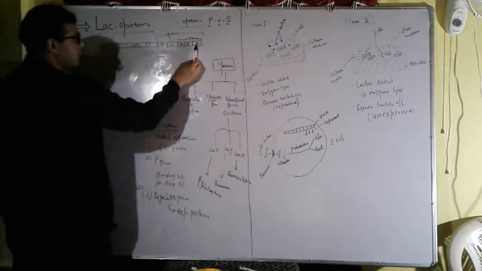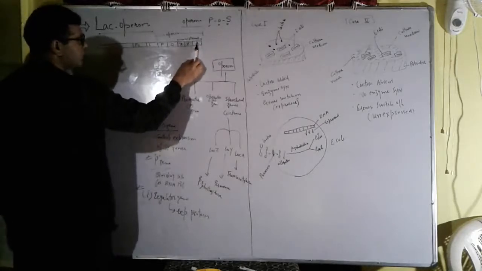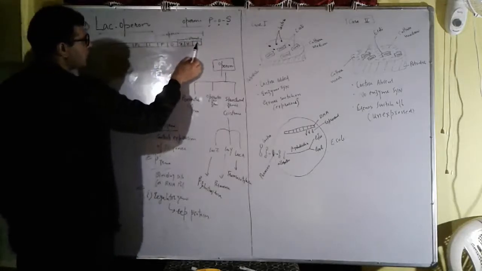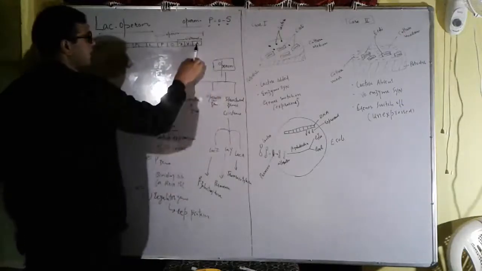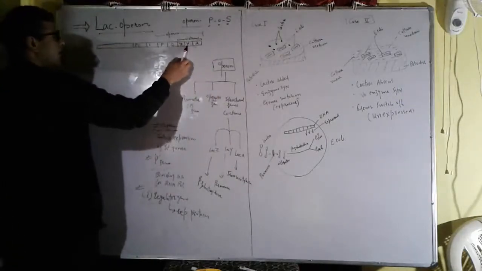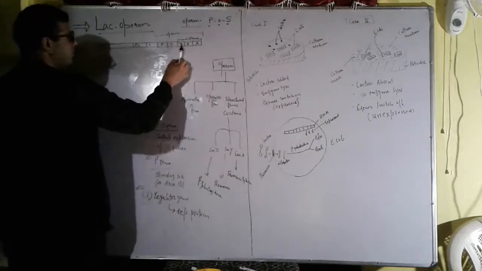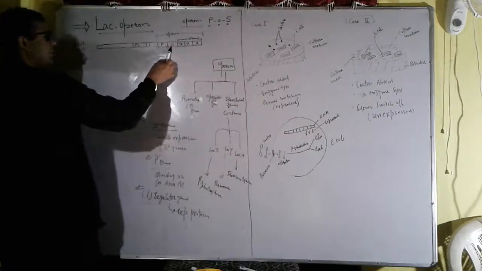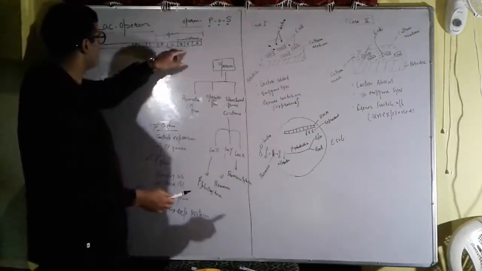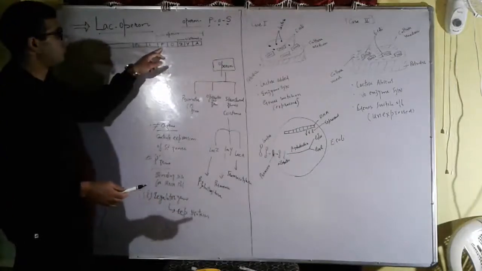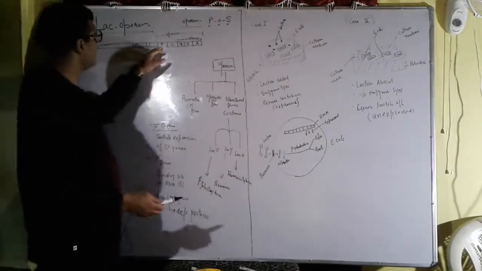We have structural genes. Cistrons are also called structural genes. We have lac A, lac Y, and lac Z. Lac A codes for transacetylase, lac Y codes for permease, and lac Z codes for beta galactosidase. This operator gene controls the expression of structural genes or cistrons. Then the promoter is a binding site for RNA polymerase.